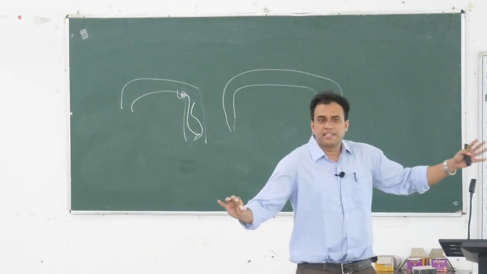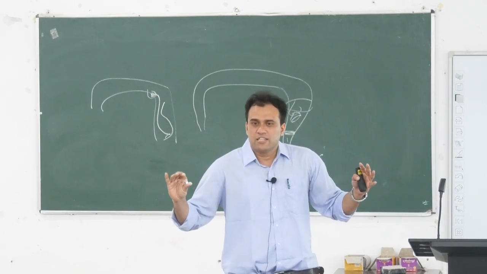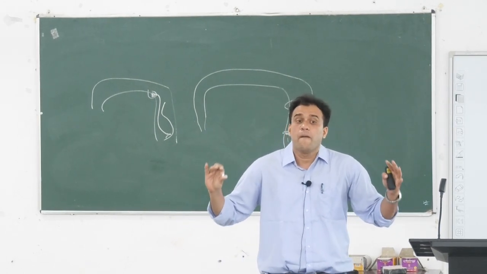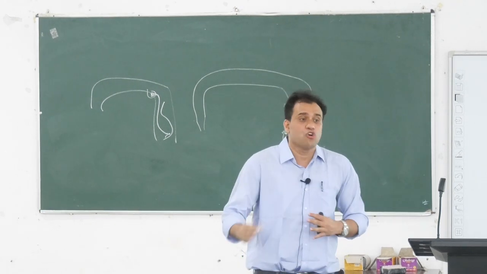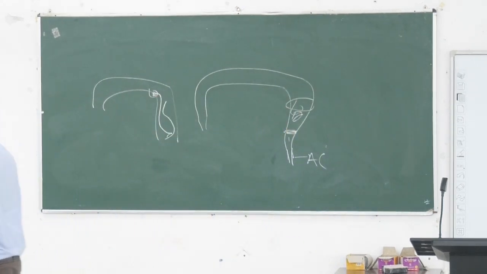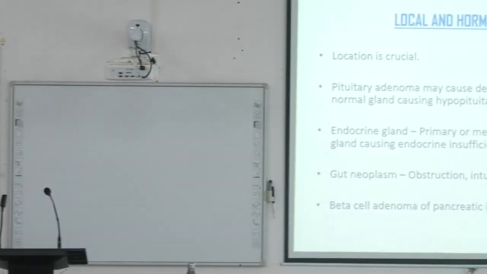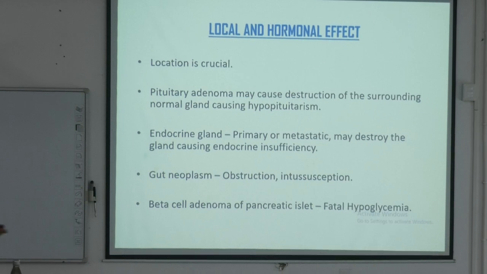Remember that. Then coming to the pancreas, a small beta cell adenoma in the islets can secrete so much insulin that it can cause a fatal hypoglycemia. It can cause fatal hypoglycemia. So remember the beta cell adenoma, then pituitary adenoma, about the endocrine glands, okay?